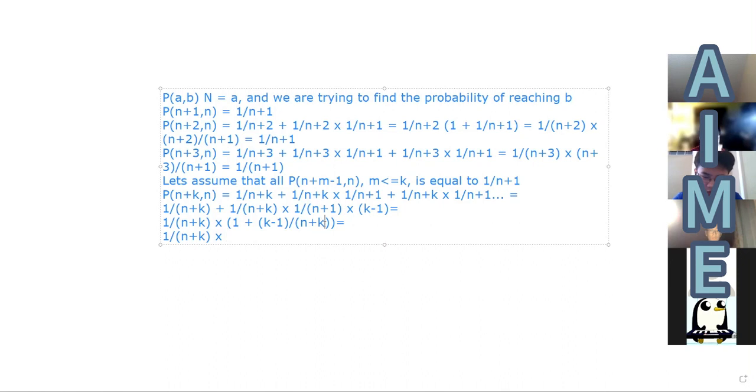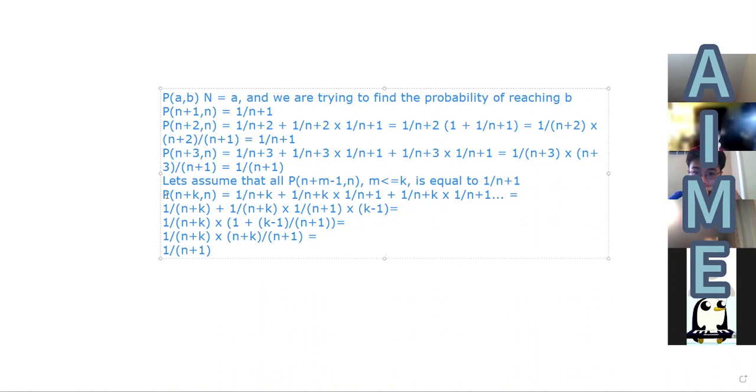Oh wait, no, this is n plus 1. Okay, yeah, that explains a lot of things. And then up here we have n plus 1 plus k minus 1. So then we have n plus k up here divided by n plus 1. So then we have 1 over n plus k times n plus k divided by n plus 1. And this in the end is equal to 1 over n plus 1. So there we have it.